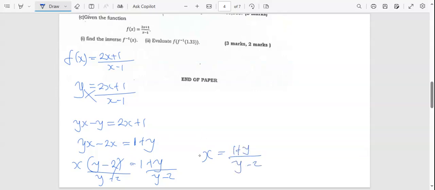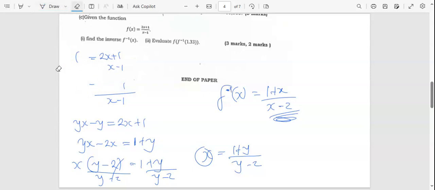Okay, so therefore this is x the subject. Now we conclude to say the inverse of the function is equal to, wherever there's y, you put x now. So you put 1 plus x over x minus 2. So this is the inverse function. All right, that's how you solve this question. You just use that one for secondary level, and you get your 2 marks. So that's how you find the inverse of a function.